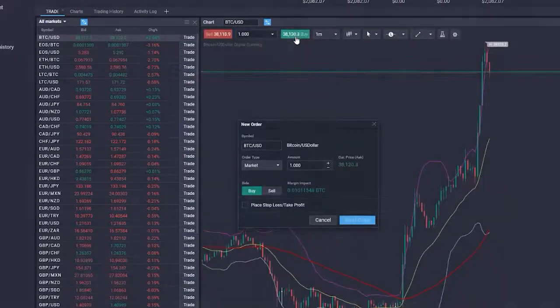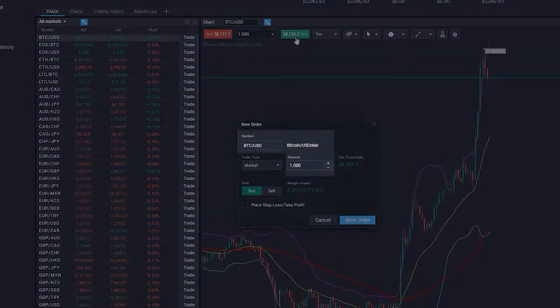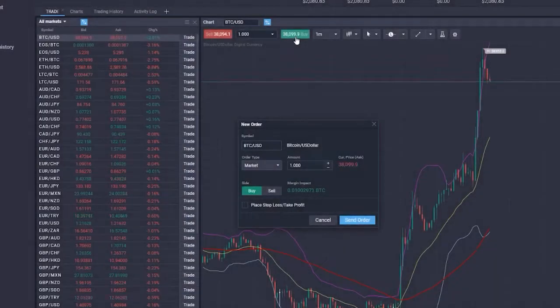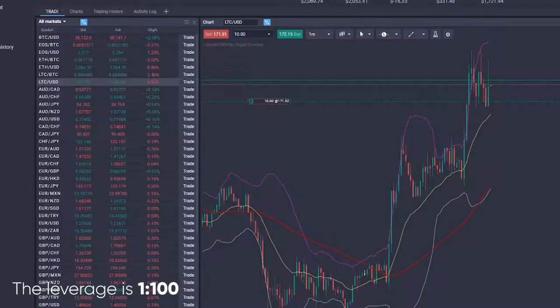If we wish to open a position of 1 Bitcoin in the Bitcoin USD trading pair, our required margin would be 0.01. This means for every 1 Bitcoin in position size, you only need 1/100th of a Bitcoin as margin on your trading account. You can trade a position size that is 100 times as big as your account balance. In this case, the leverage is 1 to 100.